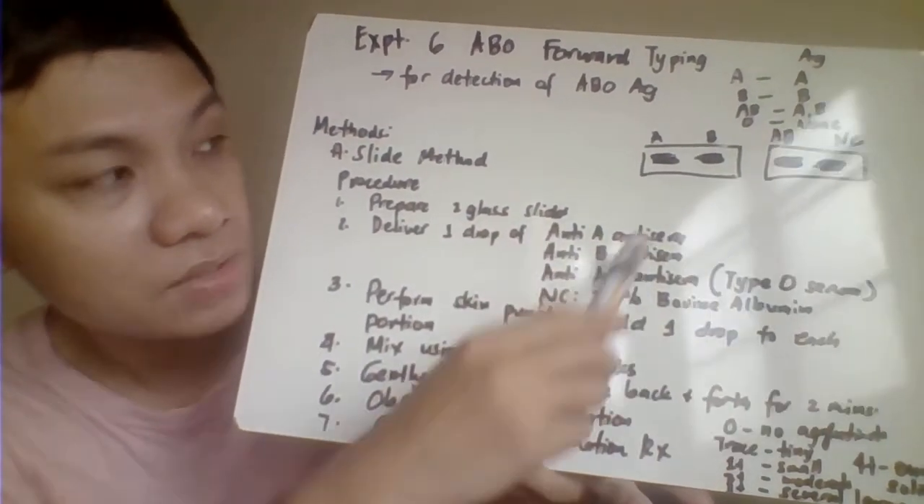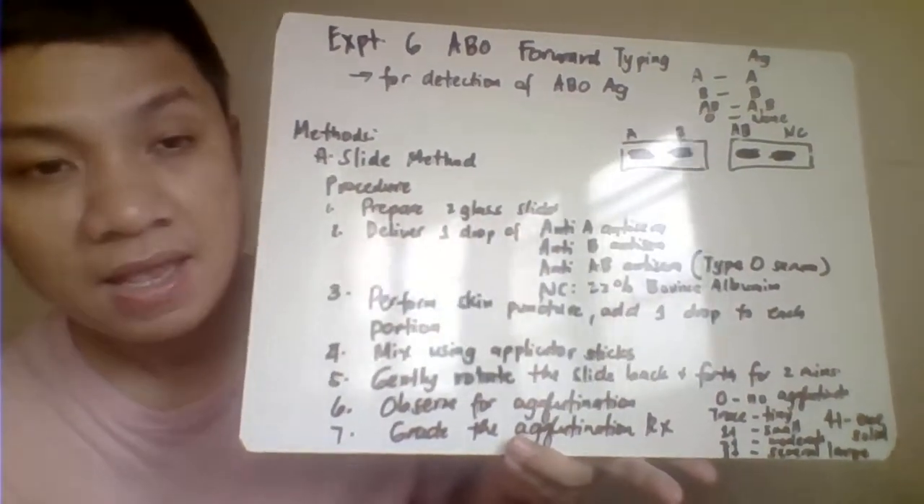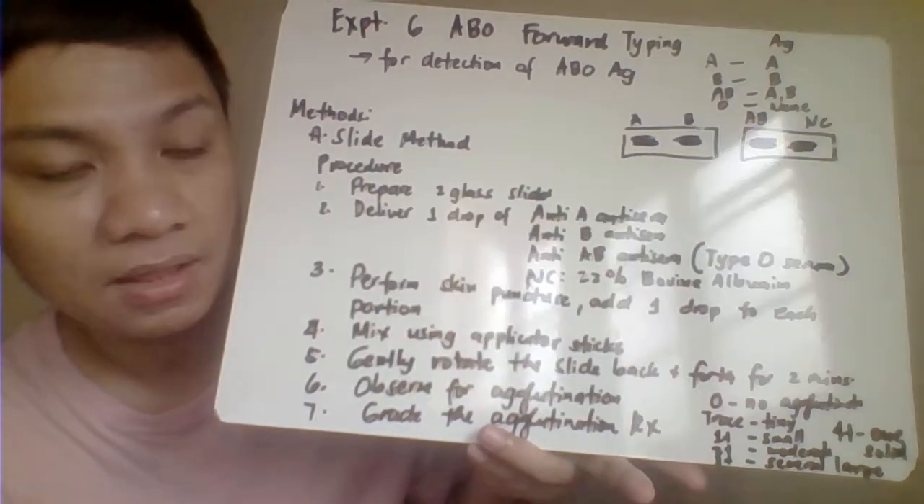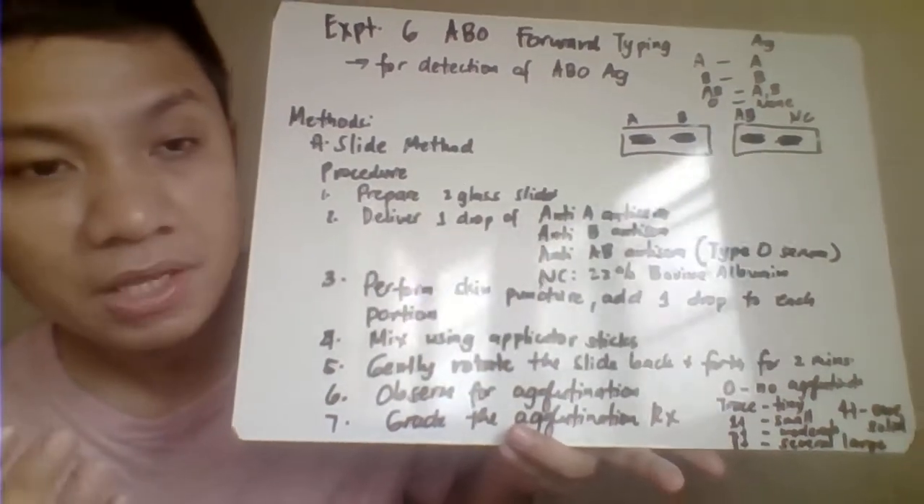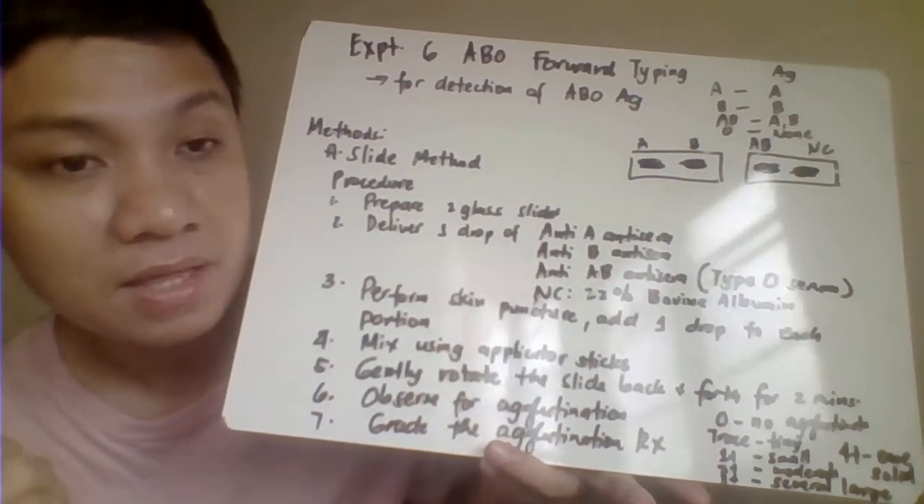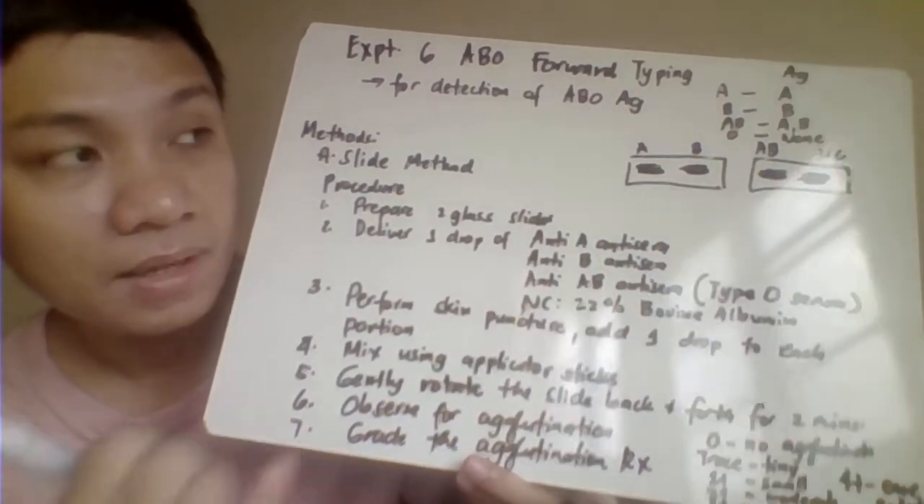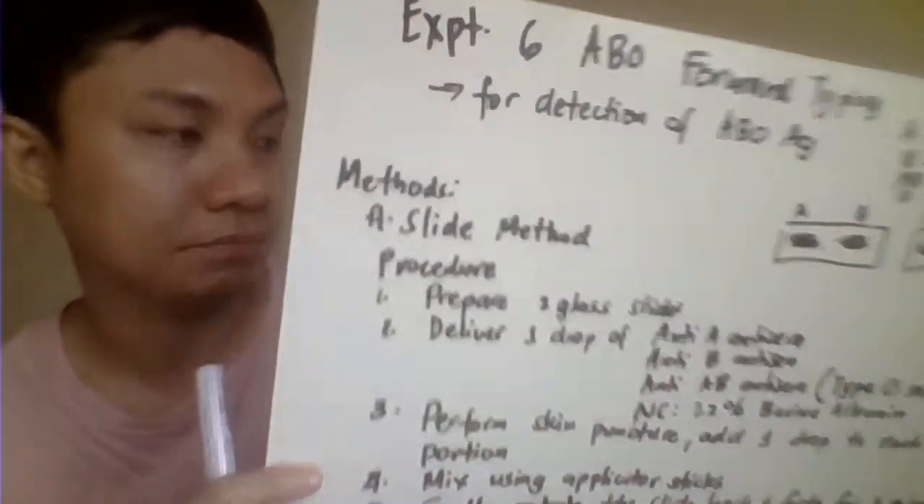So based on that reaction, we could identify kung ano ang blood type ni patient. But first, for the reporting of the result, you just need to have number 1, identify kung anong antigen present and their corresponding na blood type.